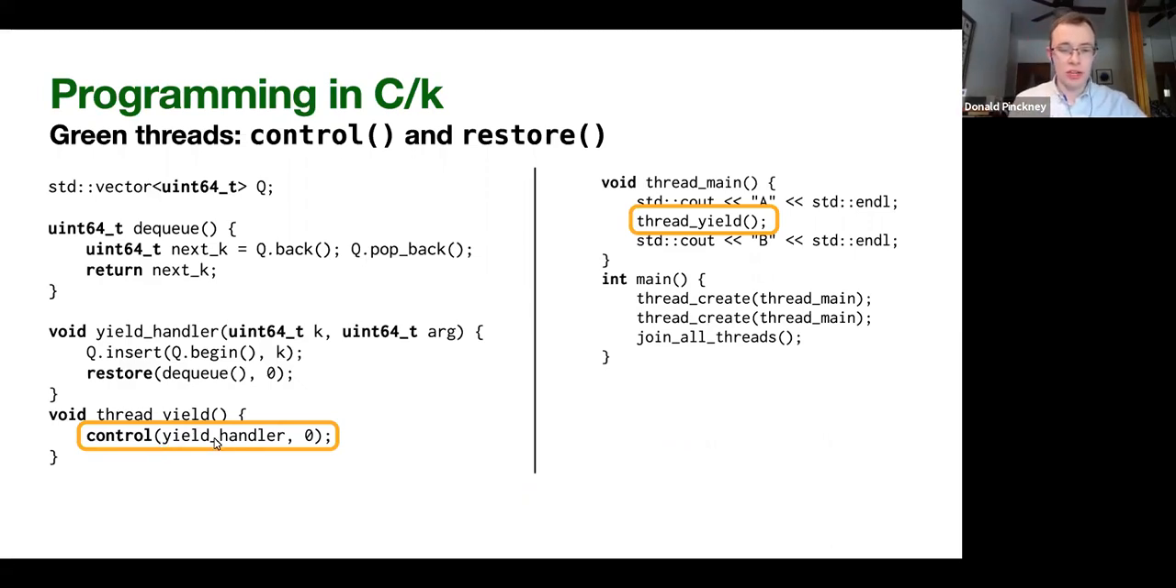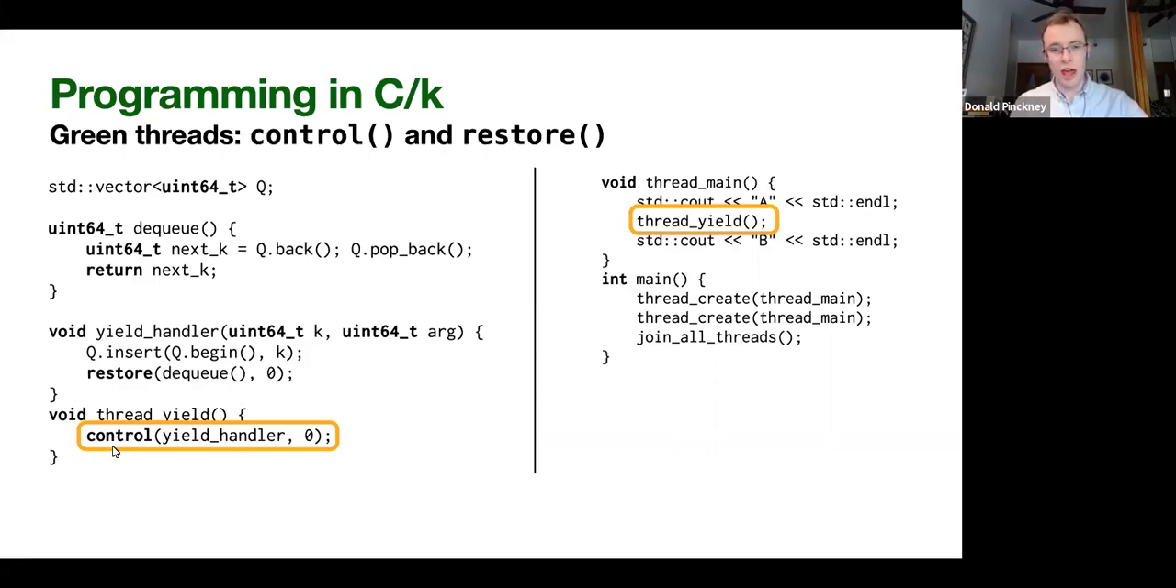excuse me, what control does is it will call the function that you put in here. So it will call yield handler. And for the first argument to yield handler, it will pass the captured continuation, which, as you note, the type is an integer. So it will actually pass a unique ID of the captured continuation. And it will run this function here in a brand new stack.